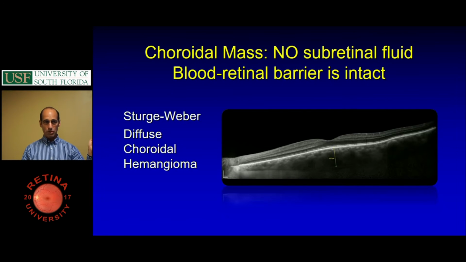This is a patient of mine with Sturge-Weber who has a choroidal hemangioma. I just said, he's a very good sport. I was like, we need some pictures. Okay. And he lets me put pictures of his face up too.